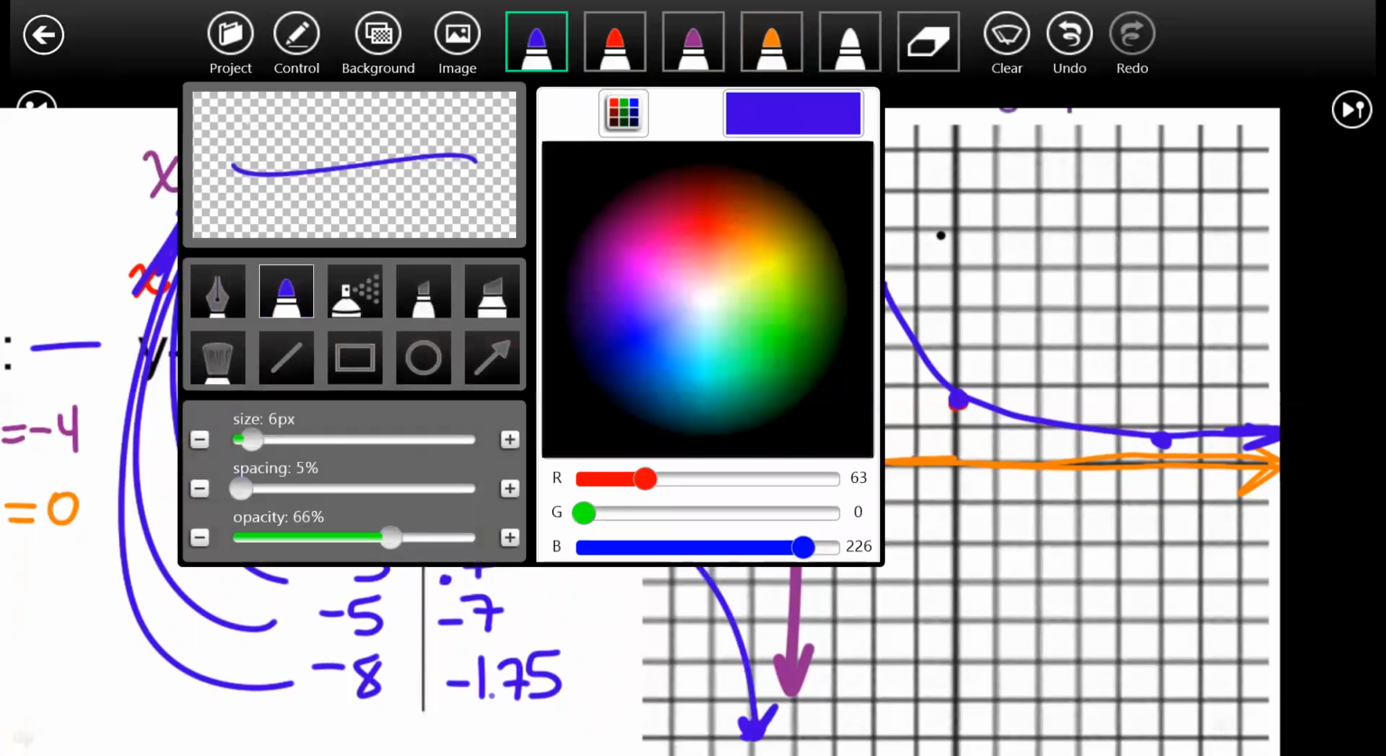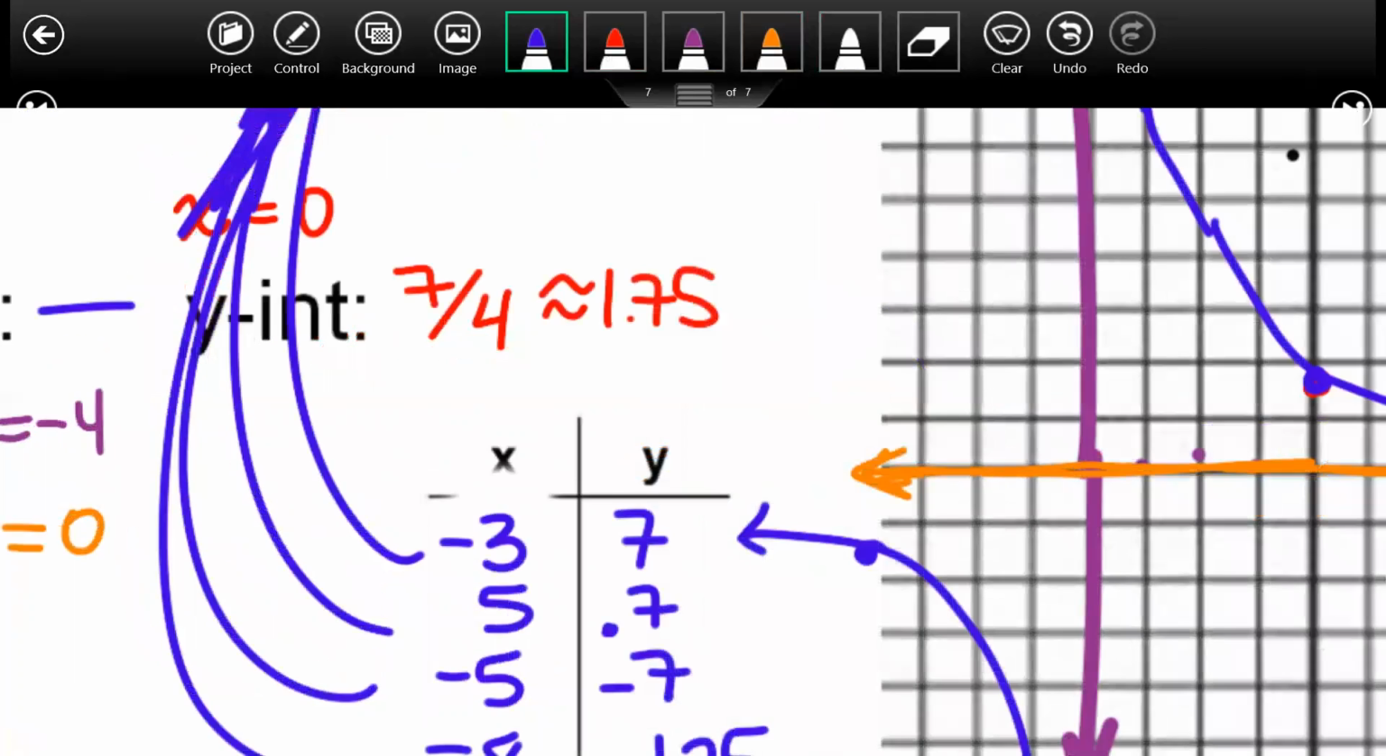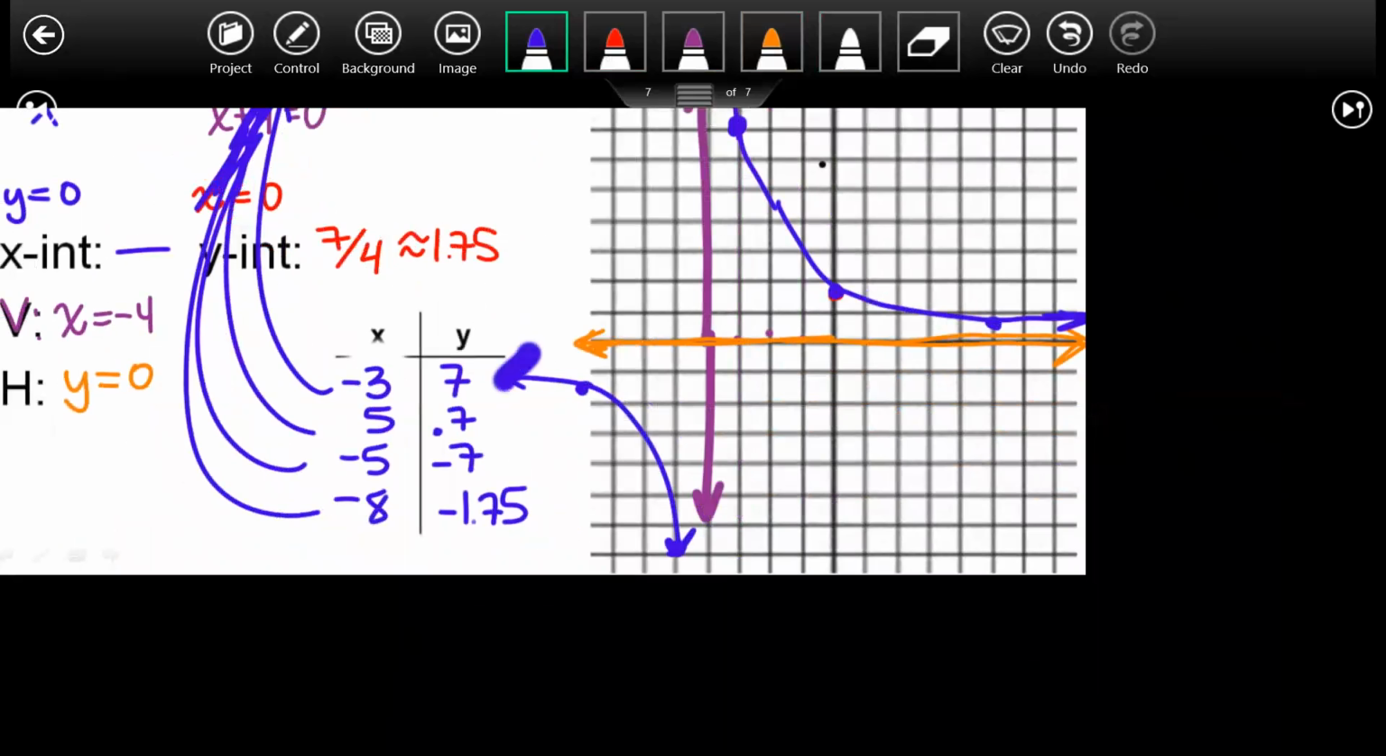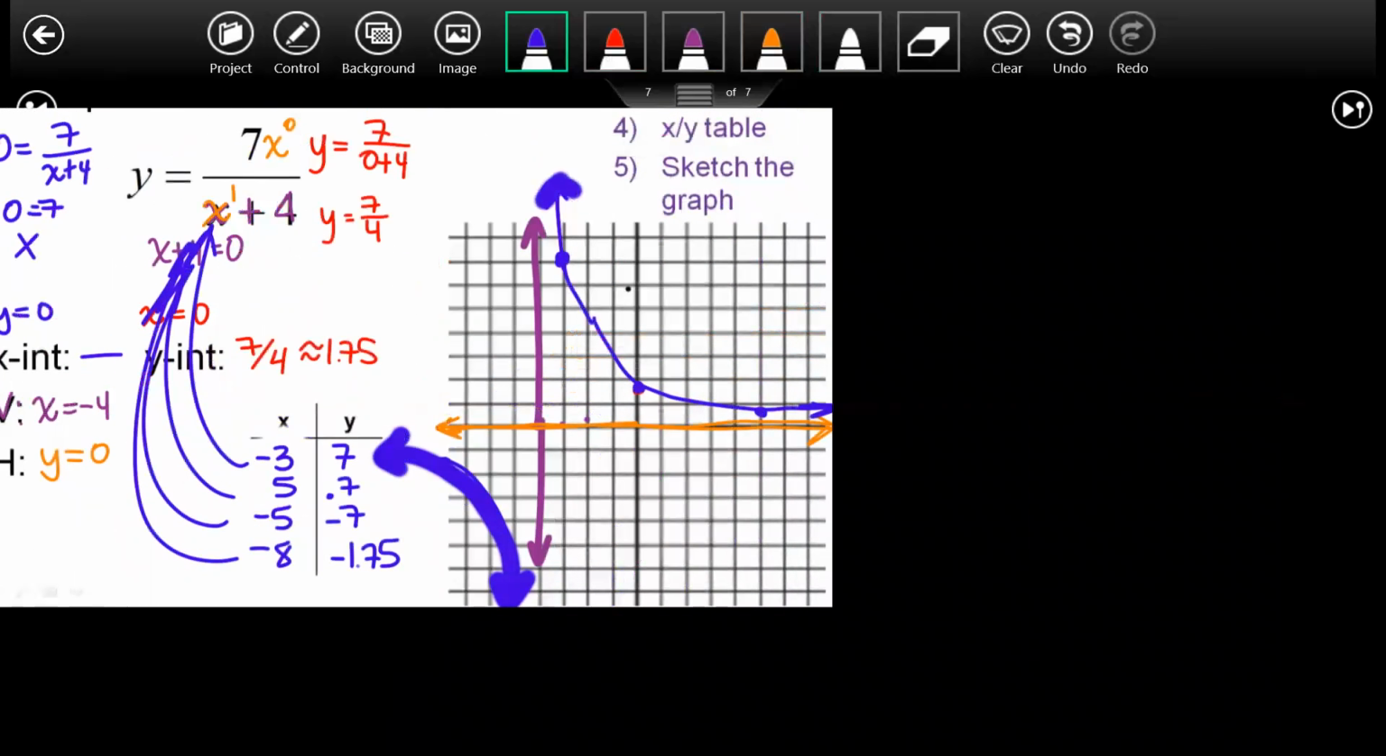So I'm going to super over exaggerate these so you guys can see them, because I don't like how this graph looks. Okay, that's our first one up above. It's our second one like that.